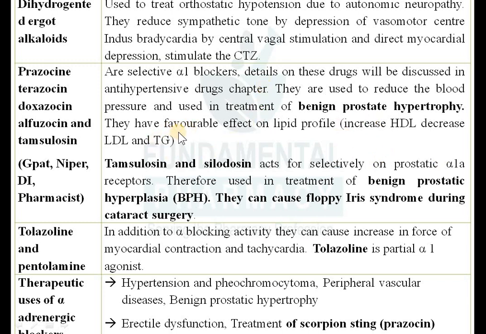They also have a favorable effect on lipid profile, meaning they have a beneficial effect on the body's lipid profile. They will increase the high density lipoprotein, which is beneficial, and decrease the LDL and triglycerides. So the use of selective alpha 1 blockers is that they are used in the treatment of blood pressure and in benign prostatic hypertrophy, that is, a prostate problem. Remember, a question has come on this once.